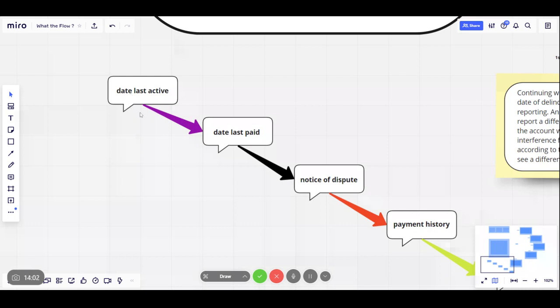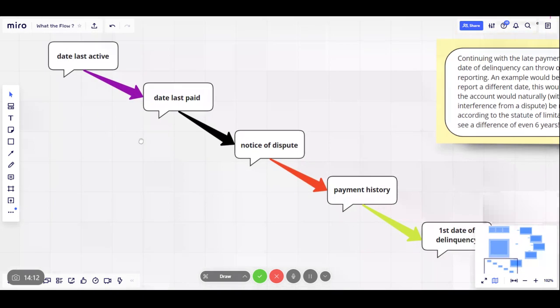Stop reporting this account because there are 3 different dates in the date last active. Experian says one date, Equifax says another date, and TransUnion says a third date. If that doesn't fix your issue, then we're not going to note a dispute yet. Like I said in my previous video, you want to use that on round 3.